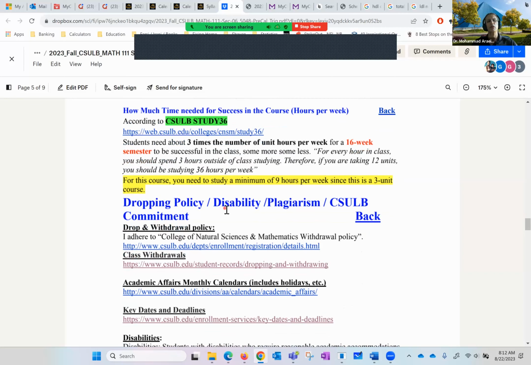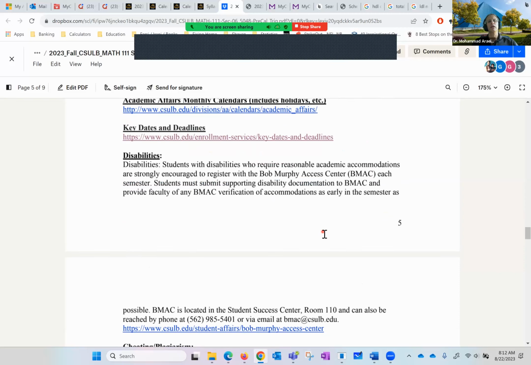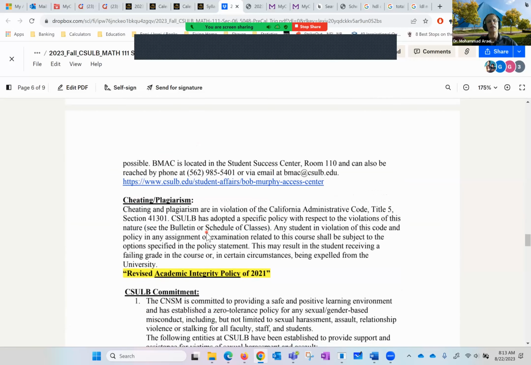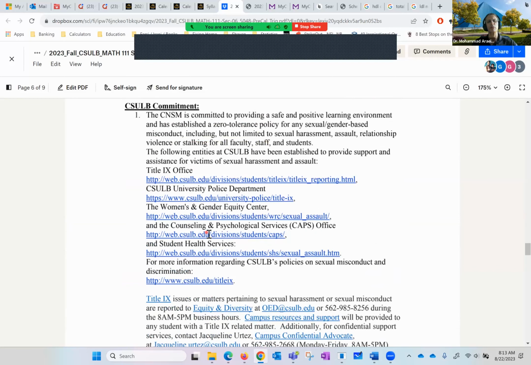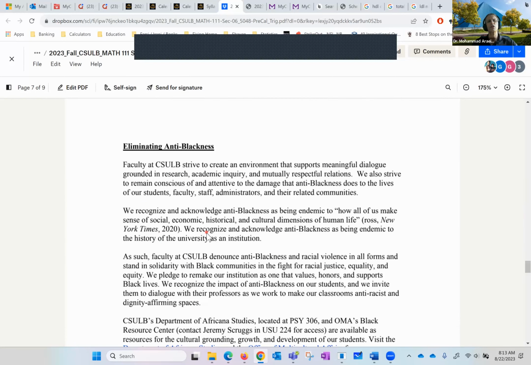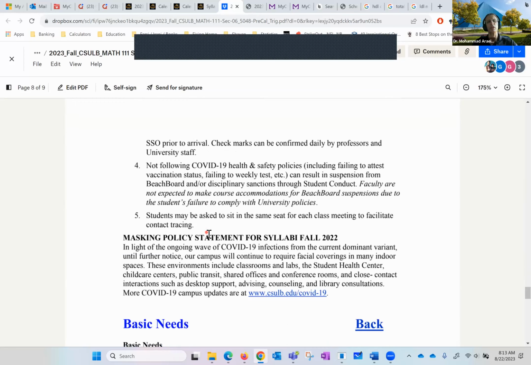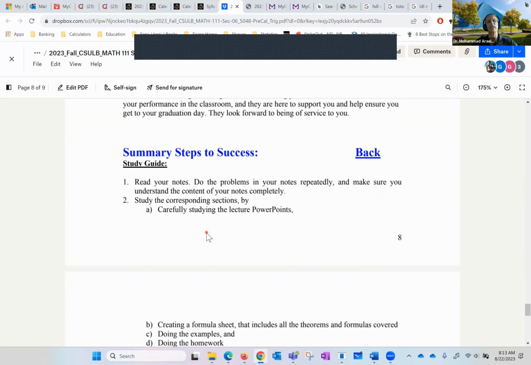Dropping policy, you really want to follow the withdrawal policy. I will follow that as well. And there's more information about that on this website. There are other things, academic affairs, monthly calendar, key dates and deadlines, and again, plagiarism, CSULB commitment. So there's a lot of information here. I went over the main part, and I think the grading policy, for example, would be one of the most important things. Basic needs, summary steps to success.